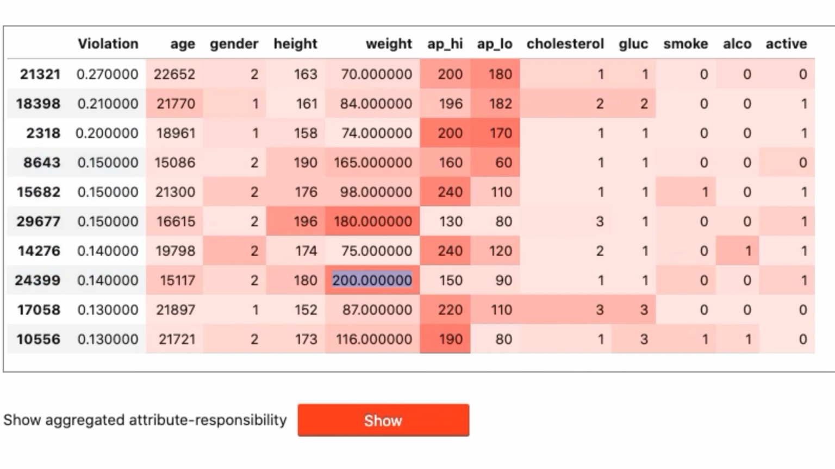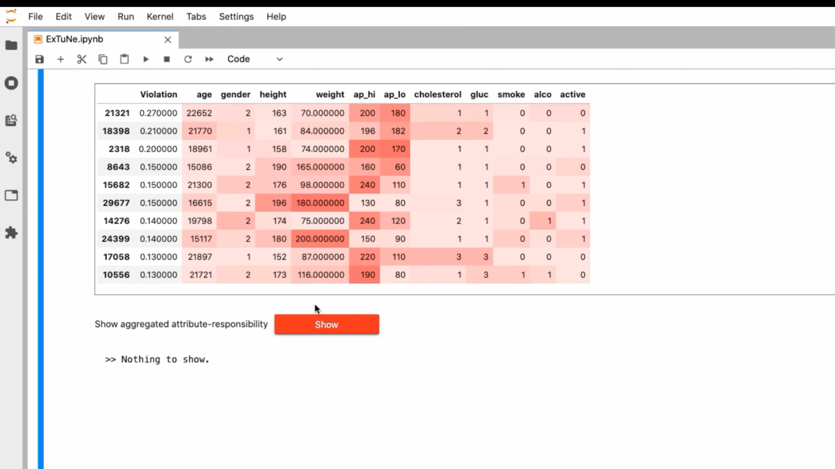So now let's take a look at this other row. This person is non-conforming because his systolic and diastolic blood pressure are abnormally high. A healthy person's systolic blood pressure should be about 120 and diastolic blood pressure should be about 80. For this person, it is 200 and 170, which is really high. So here, ExTuNe is explaining not only who is non-conforming, but also, one, how much they are non-conforming in this violation column, and two, what is the relative responsibility of each attribute for causing the non-conformance.